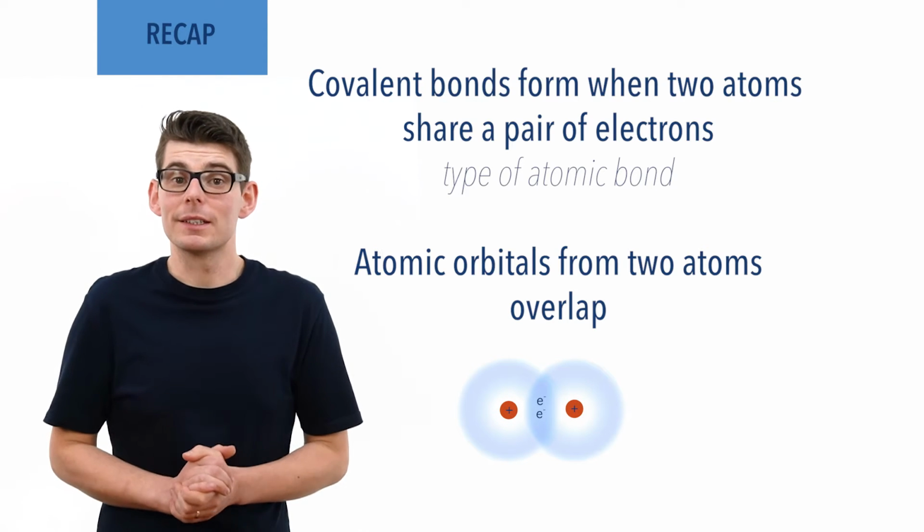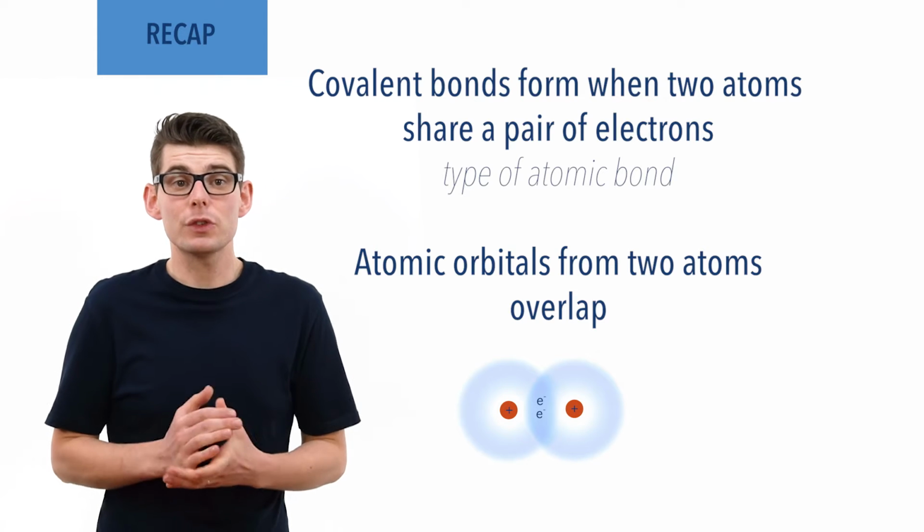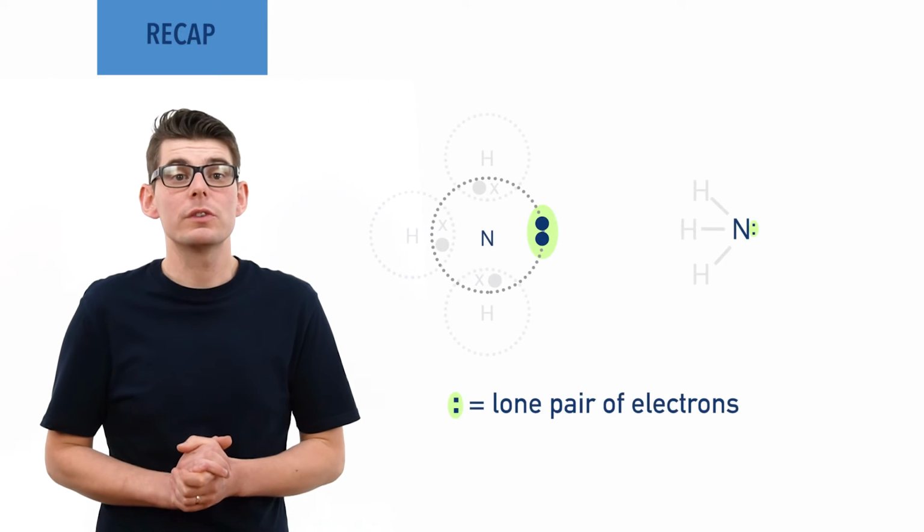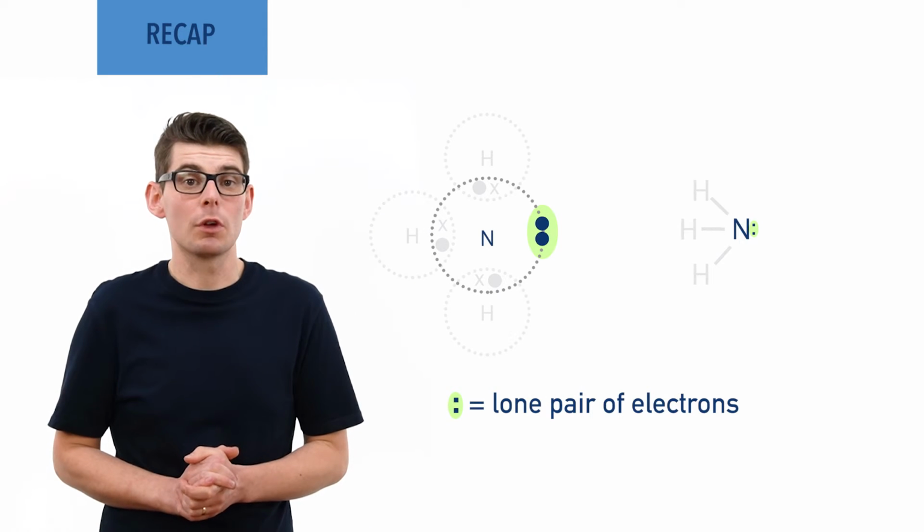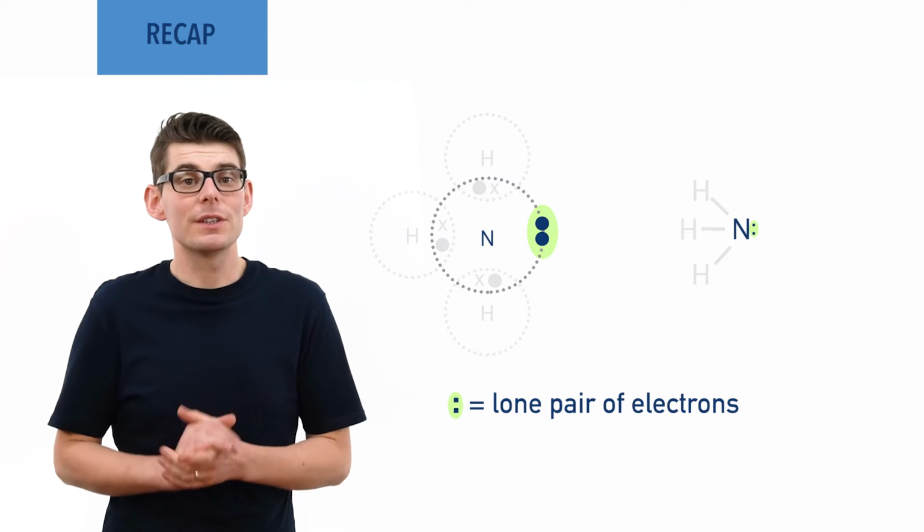Covalent bonding is an example of atomic bonding as two atoms are held together. A lone pair of electrons refers to a pair of electrons in an outer atomic orbital of an atom that aren't involved in bonding. Recap done?